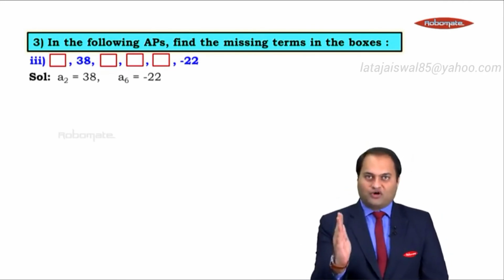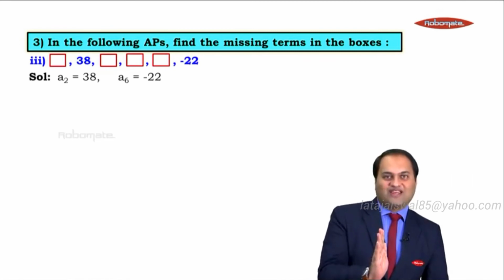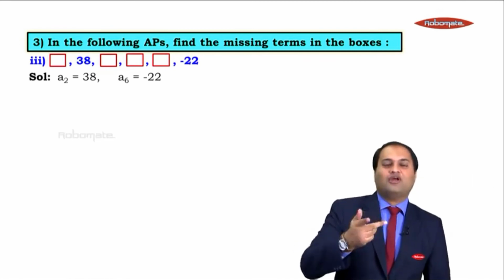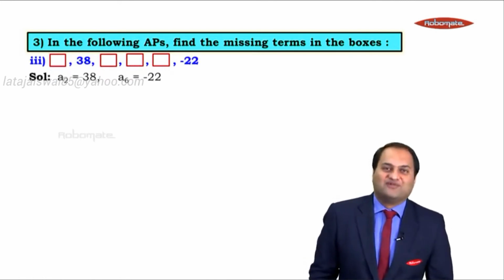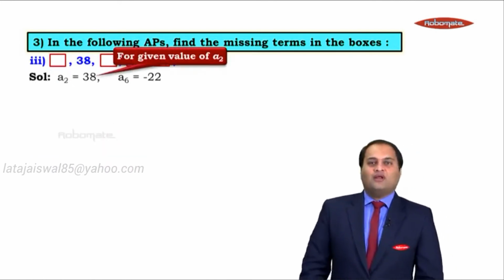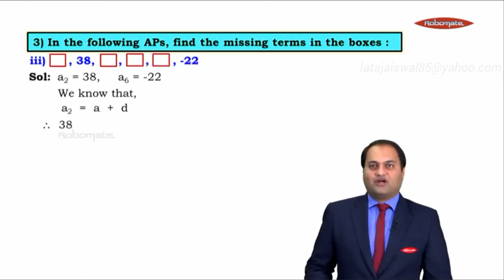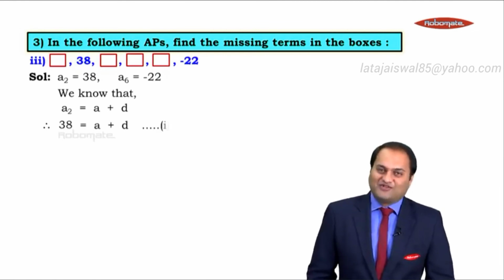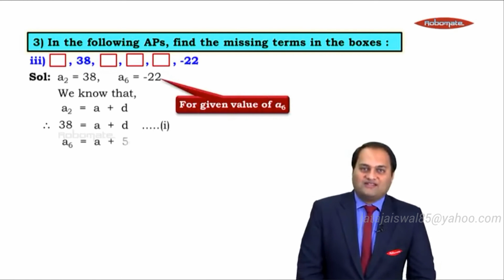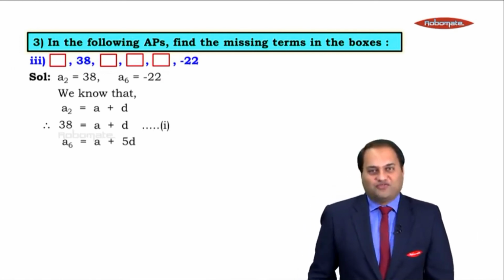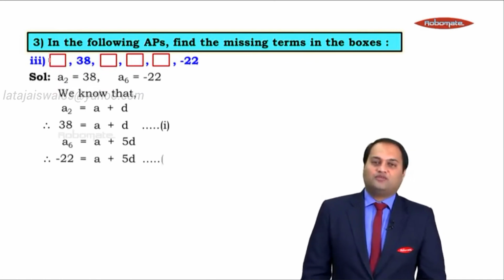From these two, first work on A2, you will get one linear equation in two variables. A6, you will get the second linear equation in two variables. Solve, you get the values of A and D. Once you do that, you automatically get all the missing terms, right? Let's do it. For A2, we know A2 is equal to A plus D. So 38 is equal to A plus D. So A plus D is equal to 38, equation number 1. For A6, we know A6 is equal to A plus 5D, which is minus 22 is equal to A plus 5D. Let this be equation number 2.